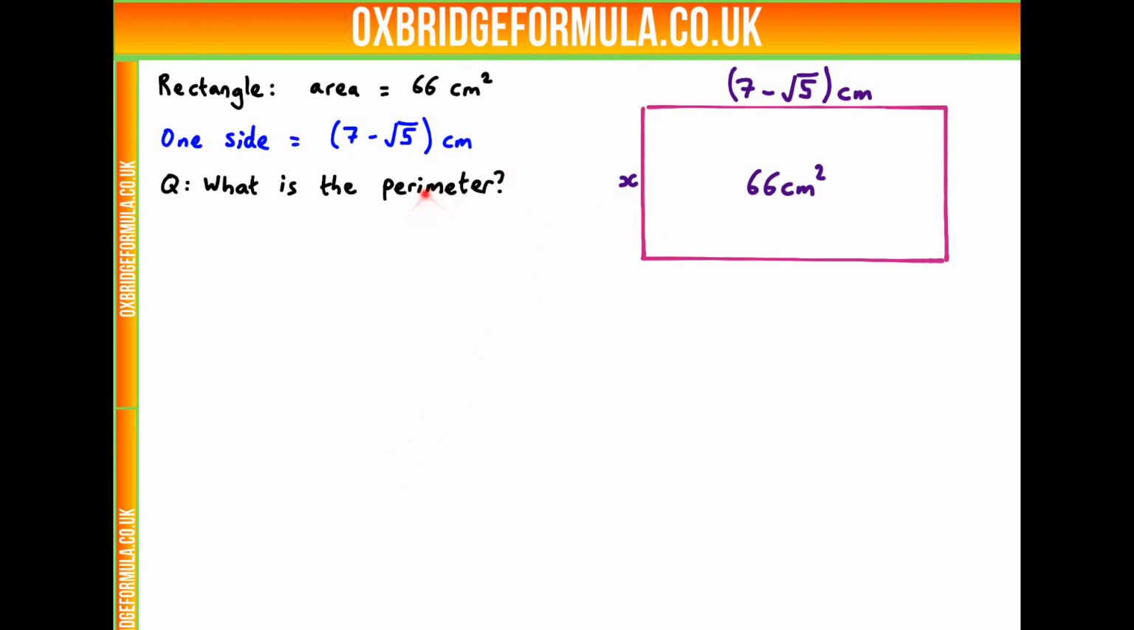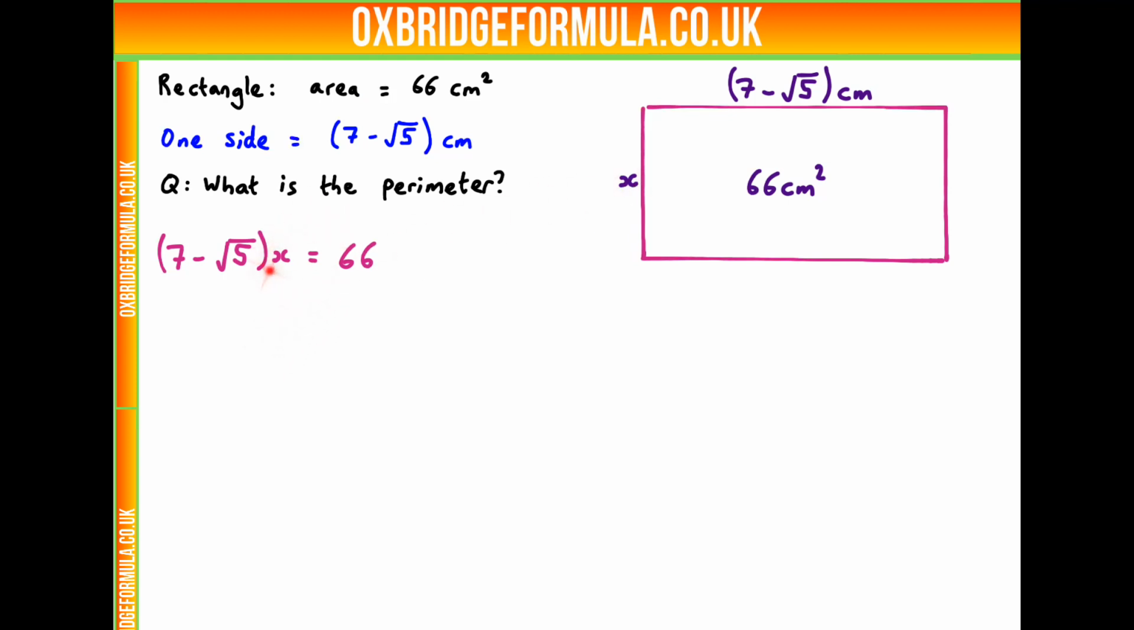So if we're looking for the perimeter, what do we need to know? Well, the perimeter is the sum of all the sides. And so, of course, we're going to need to work out x in order to calculate this. So how can we work out x? Well, we know the area is one side times the other side. And so, in other words, 7 minus root 5 all times x must be equal to 66.